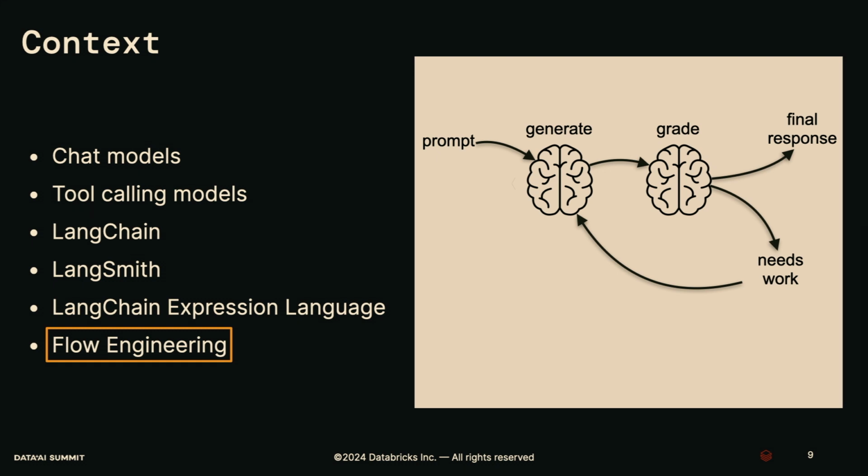In this case, maybe a generation node that generates some text, and then a grader node which assesses whether it's accurate or not. And maybe it passes the final response back to the user or sends it back to generation in the event that it needs some additional work. And so this is the rough composition of the flow that we're going to build today. And we're going to add some little flair to it as well.